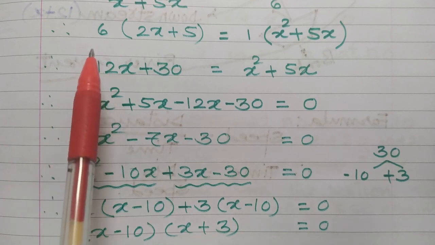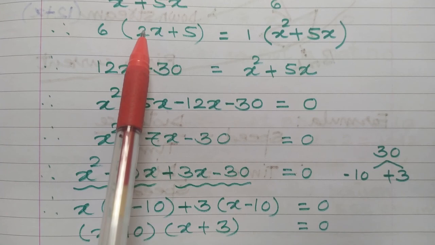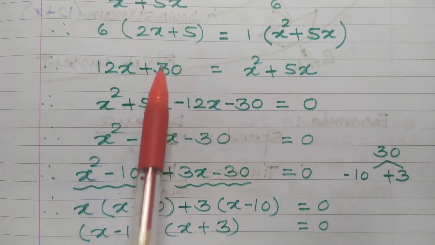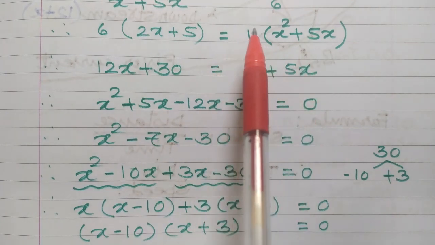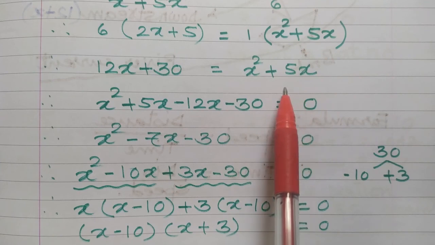Open the bracket. 6 into 2 is 2x, 6 into 2x is 12x, plus 6 fives are 30. So multiplying by 1: 1 into x square is x square, 1 into 5x is 5x.